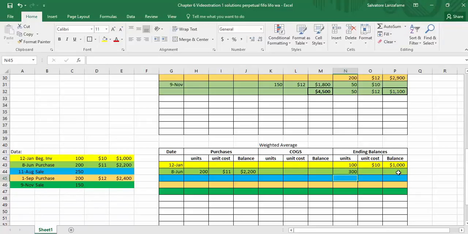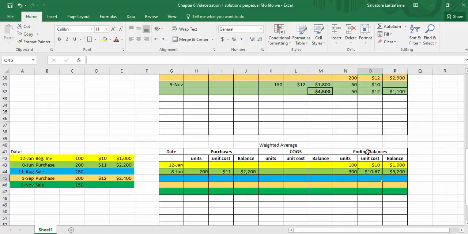Skip the unit cost column and now go to the final dollars. I had $1,000 worth of inventory. I'm adding another $2,200 worth of inventory. I now have $3,200 worth of inventory. So to figure out my unit cost, I have to divide 3,200 by 300, and that's going to give me an average price of about $10.67. I'm guessing that's rounded. That probably is 10.6 repeating, but Excel is showing to the second decimal place, to the cents.